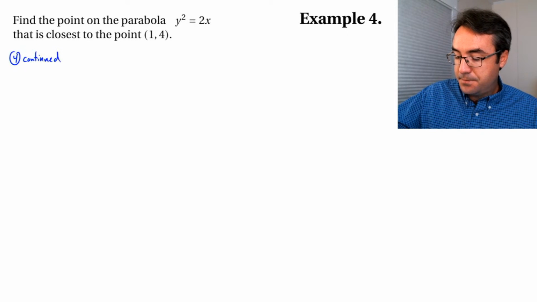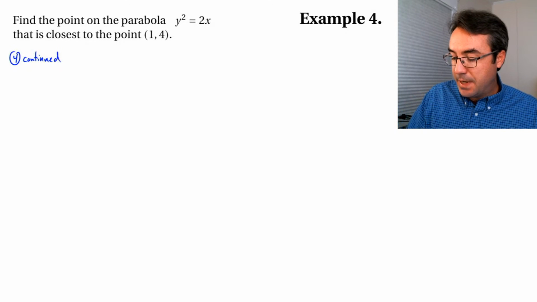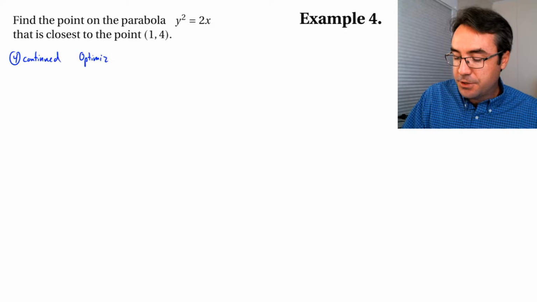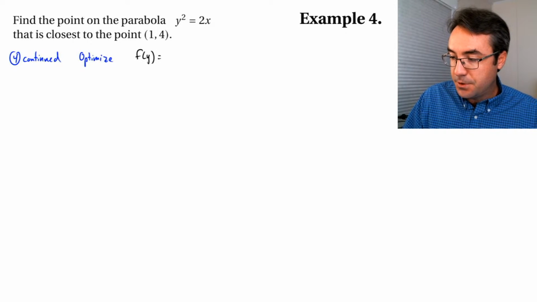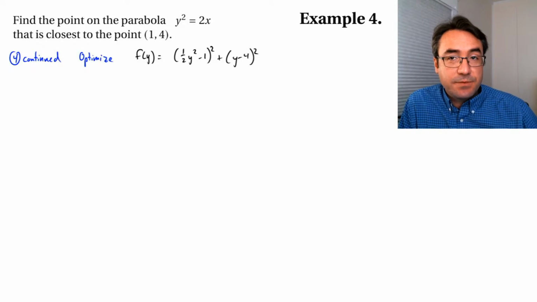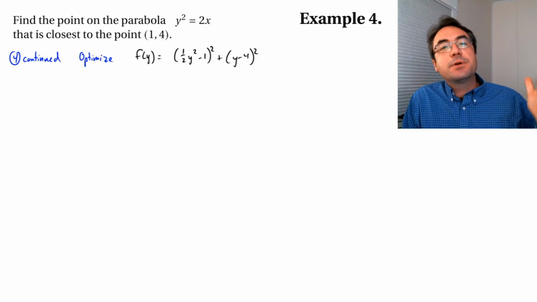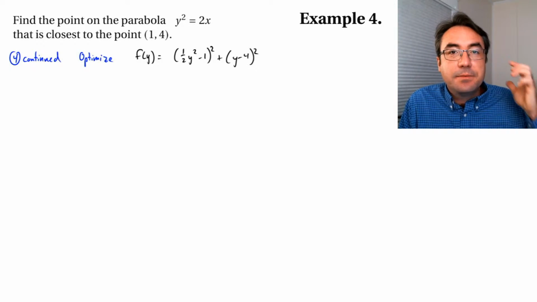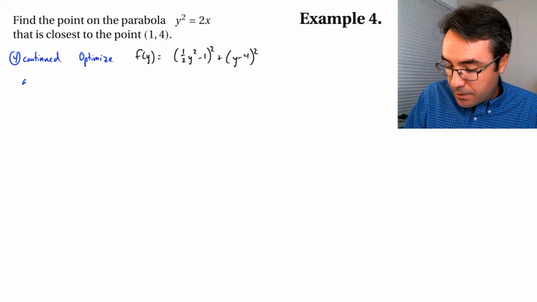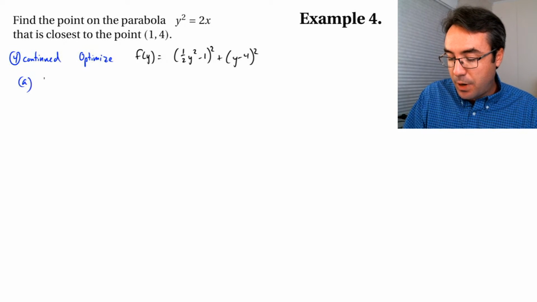But now we're going to optimize just that inner function without the square root. So the 1/2 y squared minus 1 squared plus y minus 4 squared. And so how do we optimize this function? Well, we find the critical numbers, we test the critical numbers, and then that's basically it. So we want our critical numbers, so that means we need to do f prime.